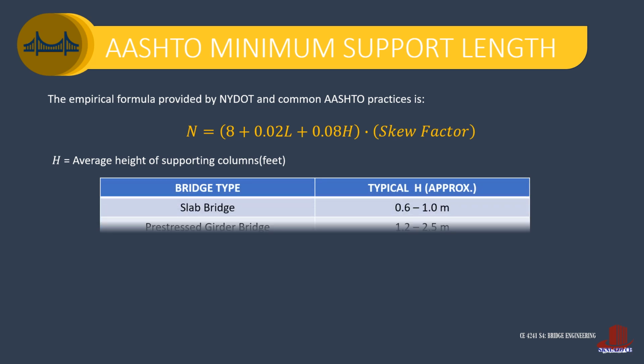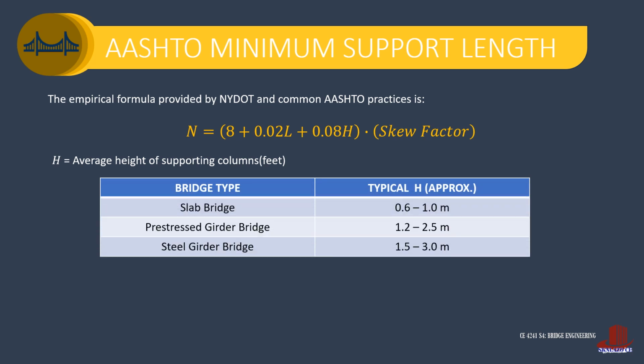With different bridge types, the typical H values are the following. Slab bridge usually takes 0.6 to 1 meter. For pre-stressed girder bridge, H is 1.2 to 2.5. And for steel girder bridge, H is taken as 1.5 to 3 meters. Though H is based most of the time on the spans of bridges.